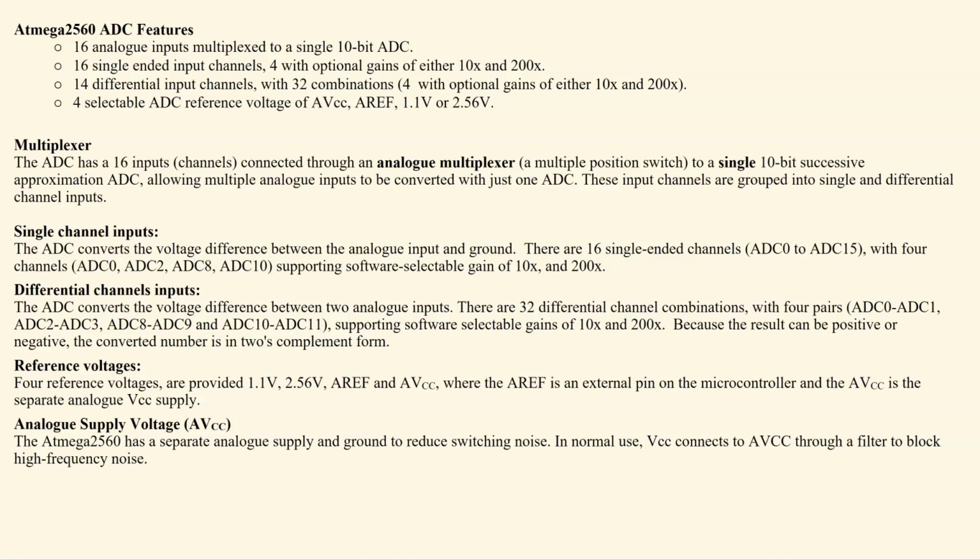The ADC inside the ATmega2560 has 16 analog input channels, and they are passed through a multiplexer to a single ADC converter. The channels are grouped into single and differential channel inputs. With single channel inputs, the ADC converts the voltage difference between the analog input and ground. With differential channel inputs, the ADC converts the voltage difference between two analog inputs. And some selected channels have gains of 10 and 200 selectable by software.